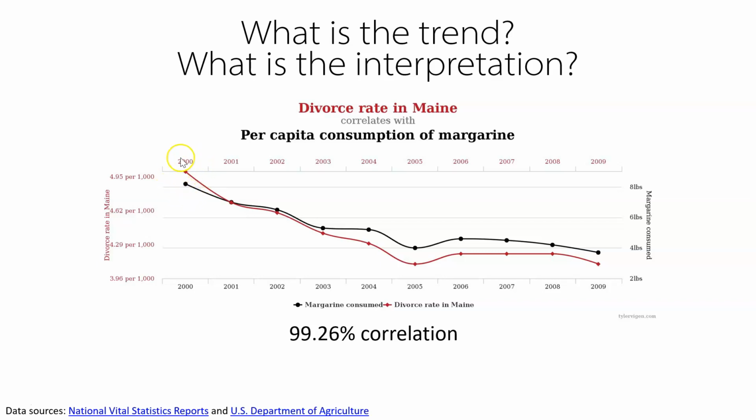This data does not prove that, so you can't say for sure that that's the cause, but you could suggest this as one possible explanation. Alternatively, you could suggest that divorced people use more margarine in their cooking. And so as more people get divorced, they start eating more margarine. From this graph, we don't know the truth. We don't know what caused what. We can only suggest possible explanations.